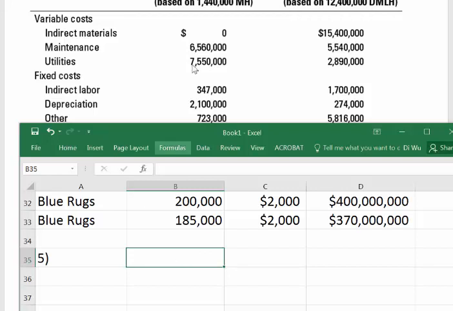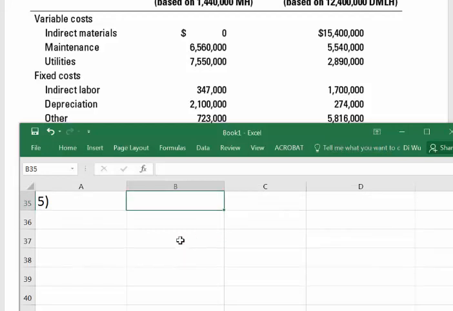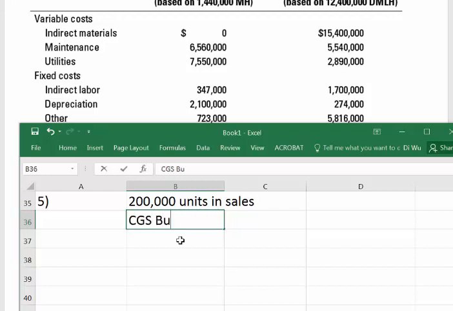Part 5 is a little bit time consuming. You need to calculate the budgeted cost of goods sold for blue racks under each sales assumption, so I have to work out 200,000 and 185,000 for you. Let's take a look at case 1. You have 200,000 units in sales. If the sales is 200,000 racks, how do we find the CGS budget?